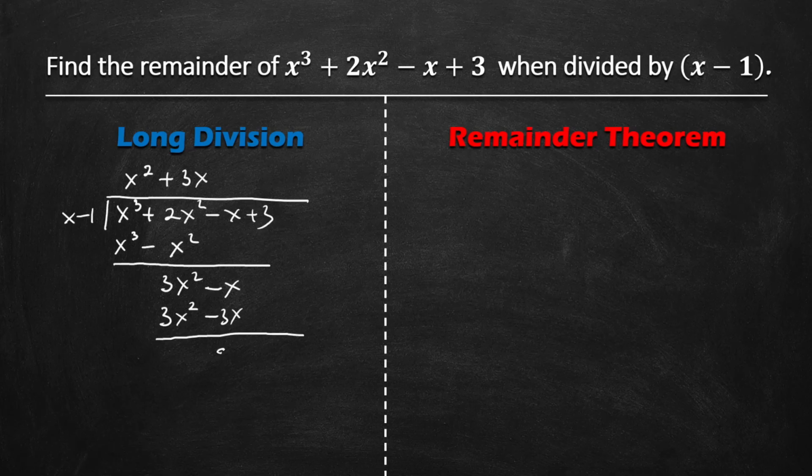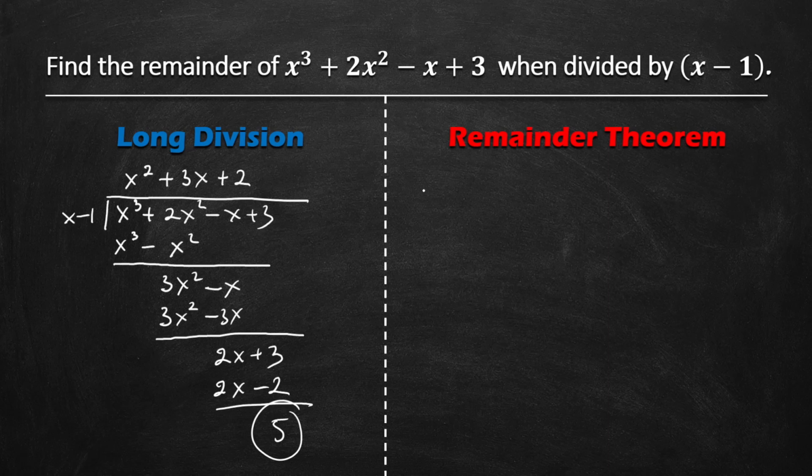And the next, this one will be 2x plus 3. So for 2x plus 3, here we will have 2. So 2 times x minus 1, we will have 2x minus 2. So the remainder is 5.